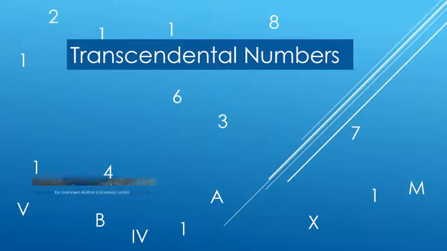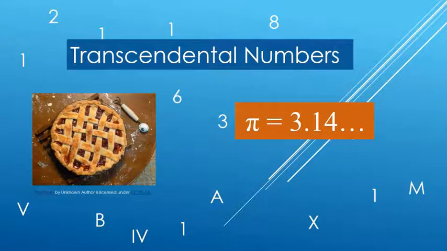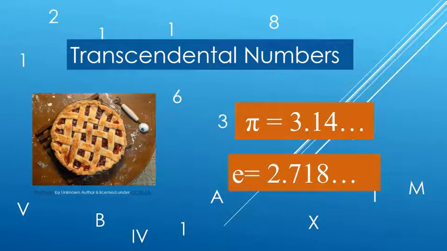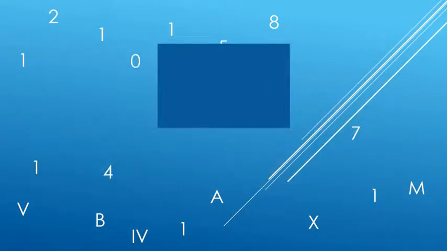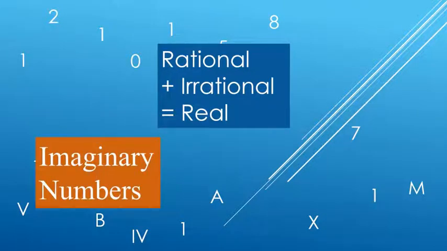Examples of these are pi, oh no, not this one, but this pi, with a value of 3.14 something something something. Another one is the Euler's number, with a value of 2.718 something something something. If we now combine both the rational and the irrational numbers, they are part of the real numbers. Since there are real numbers, there are also imaginary numbers. Same also with friends. Well, you have real and imaginary friends.